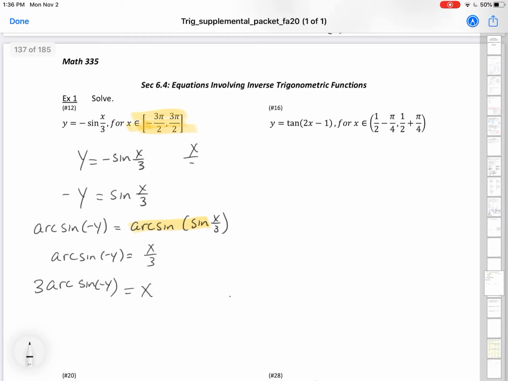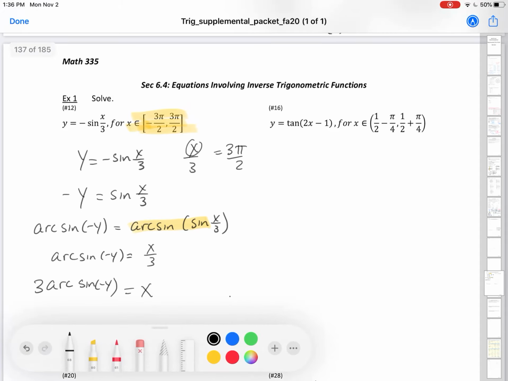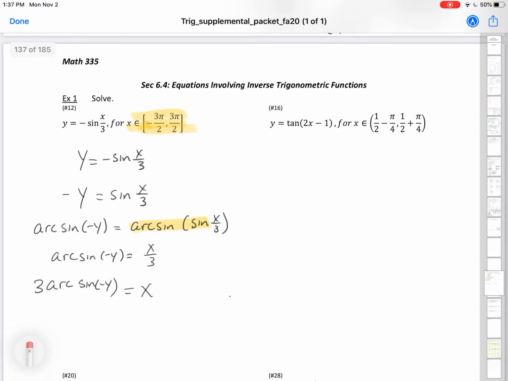Remember that we're dealing with x over 3. So if you have x over 3 and you set that equal to 3 pi over 2, you're going to realize what your x's are like. If x is between negative and positive 3 pi over 2, look what x over 3 is like if I put in 3 pi over 2 divided by 3. Well, that's 3 pi over 2 times 1/3. That's the familiar pi over 2, both positive and negative.